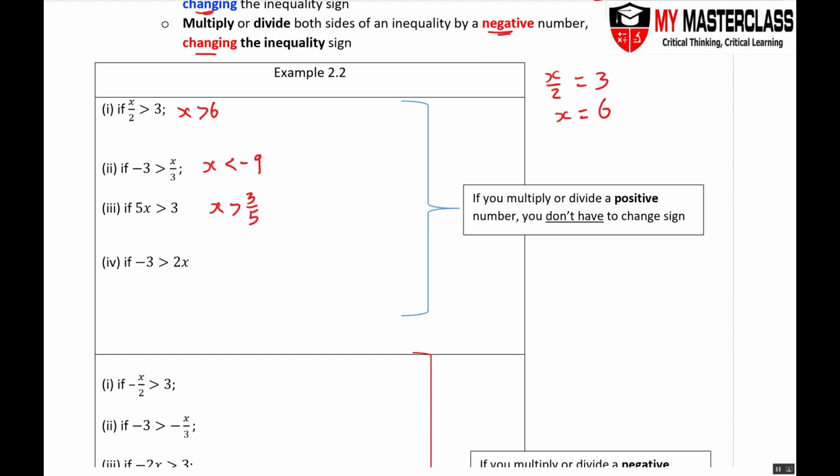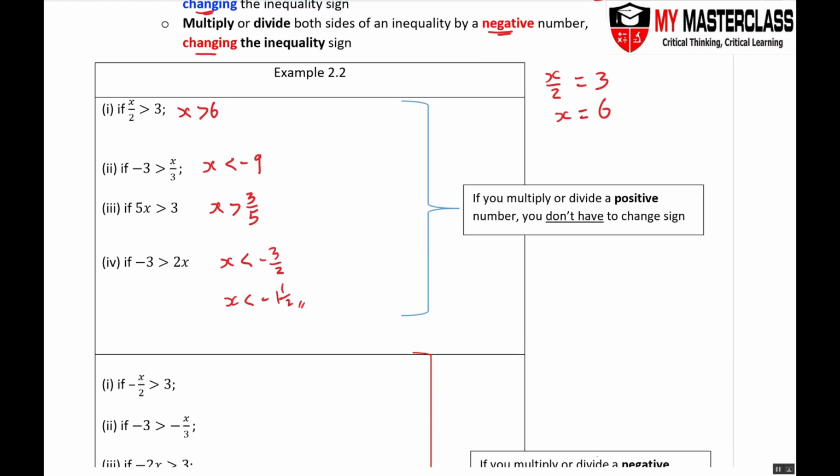Part 4, if minus 3 is more than 2x. Again, same thing, I don't want 2x, I want x, so divide by 2. You end up with x is less than minus 3 over 2. Then simplify it, x is less than minus 1.5.